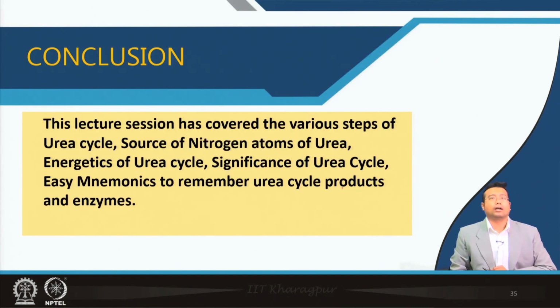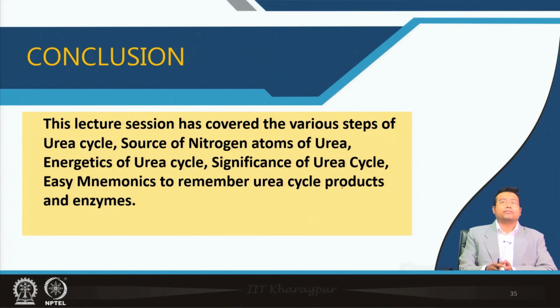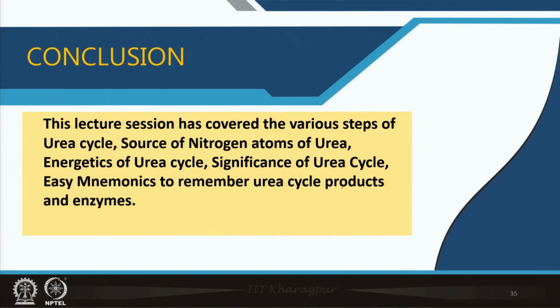To conclude, the lecture session has covered the various steps of the urea cycle and the sources of nitrogen atoms of urea. The first one was carbamoyl phosphate and the second one was aspartate. We have also read about the energetics of the urea cycle and its significance, and how to remember them. We have also discussed easy mnemonics to remember the urea cycle products and enzymes.